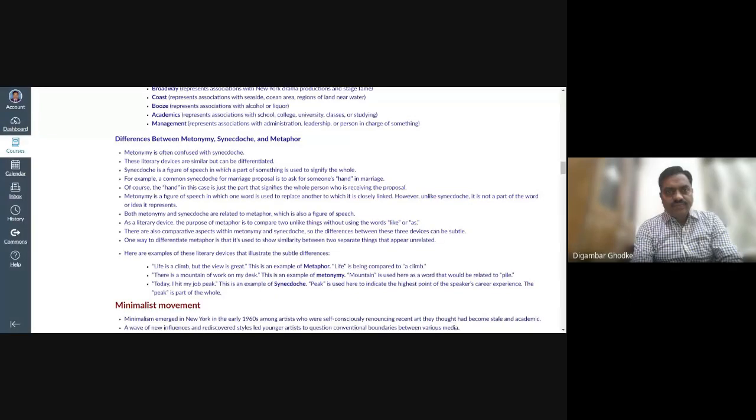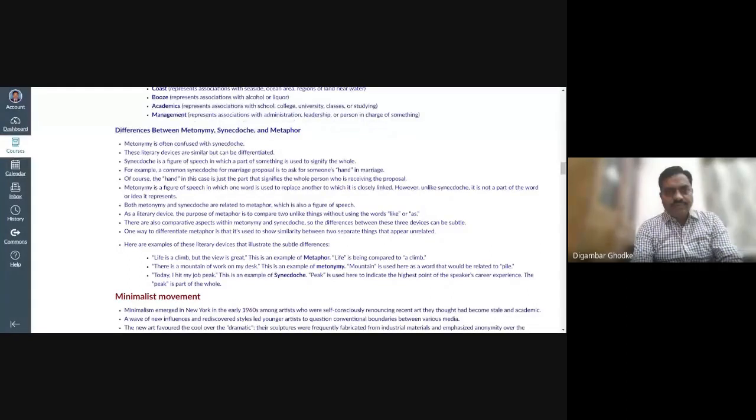Whereas metonymy is a figure of speech in which one word is used to replace another, to which it is closely linked. For example, when we say the crown, it stands for the king, the empire. When we say New Delhi has declared, New Delhi, the capital city of India, is replaced to name the entire India. That is what metonymy is. Unlike synecdoche, it is not a part of the word or idea it represents.